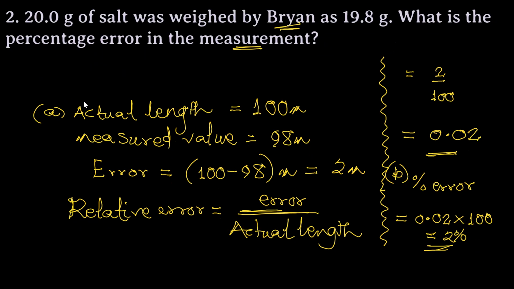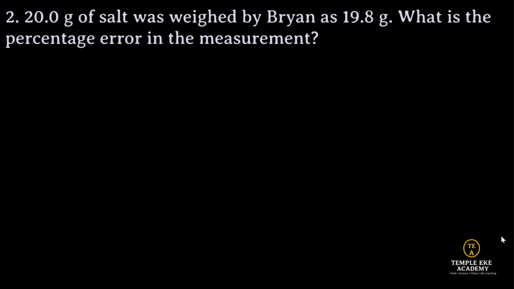Right, for this, I'm taking the cases away. So we have, in this question, 20 grams of salt was weighed by Brian as 19.8 grams. What is the percentage error in his measurement? Let's go for it. 20 grams of salt was weighed by Brian. So that is the wrong measurement, 19.8 grams. The actual mass of salt, 20.0 grams. So we calculate these details in our solution.